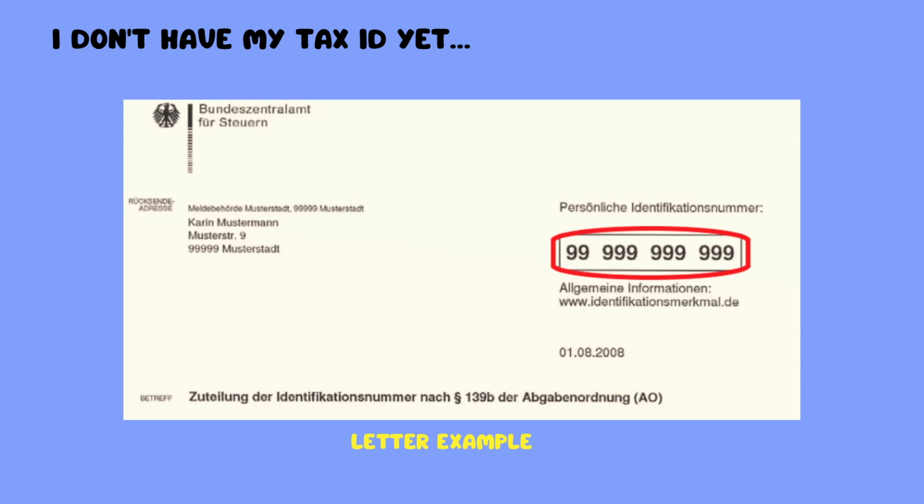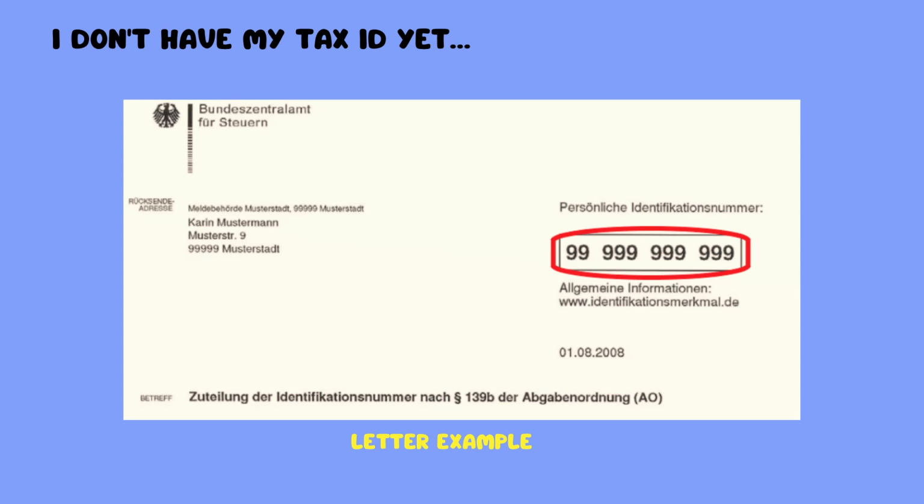Your tax ID is an 11-digit number issued by the German tax authorities. If you've already registered your address in Germany, you'll receive it by post. And yes, only by post. There's no email. There is no online download. You'll receive a physical paper letter at your registered address. It usually arrives within 2 to 4 weeks after your address registration.